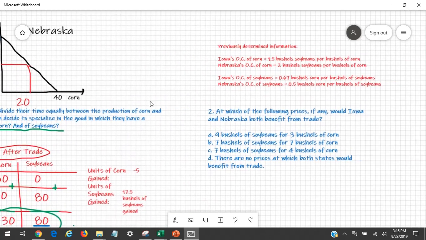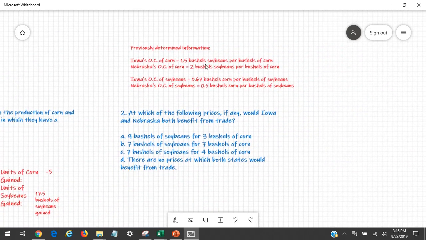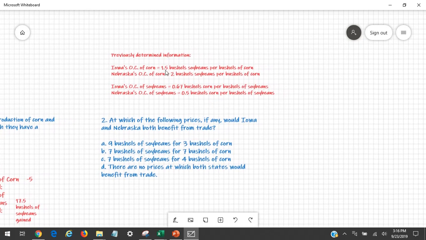So based on these PPFs, in the last video, we made these calculations. We figured out that Iowa's opportunity cost of corn was 1.5 bushels of soybeans per bushel of corn, while Nebraska's was 2 bushels of soybeans per bushel of corn. I'm going to take this information as given, because in the last video I showed you how to calculate that. All right, so let's look at the question. This question says, at which of the following prices, if any, would Iowa and Nebraska both benefit from trade?